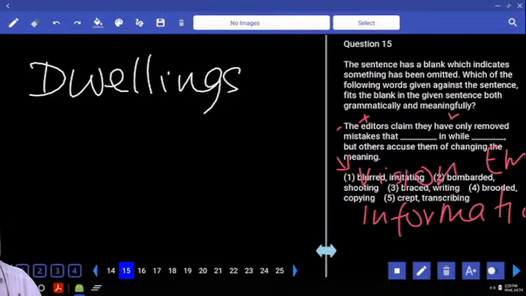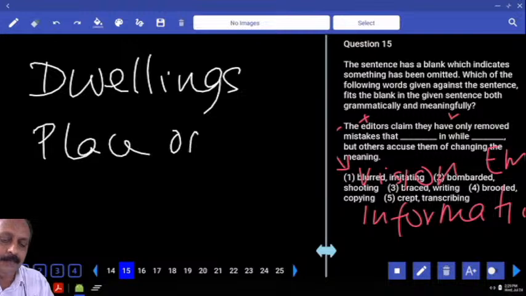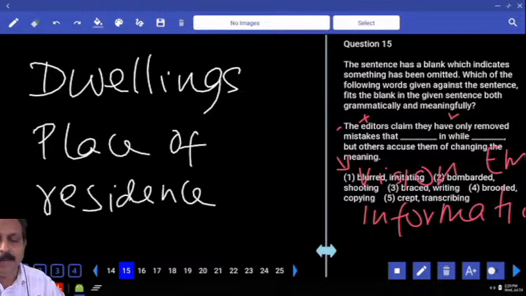Dwelling, plural dwellings. In Western countries, this has become outdated. But in this part of the world, it is still being used. Dwellings means, dwelling singular, place of residence. What is it? The place where you reside, place of residence, dwelling. Dwelling singular, dwellings plural. Okay?